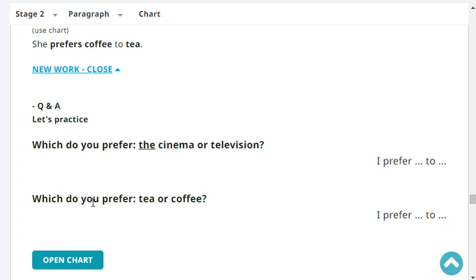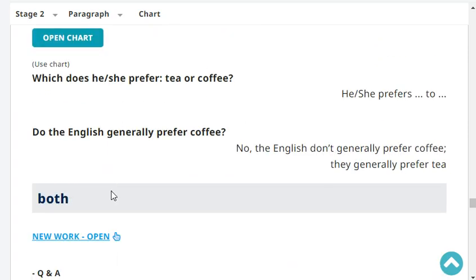Which do you prefer, the cinema or television? I prefer television to the cinema. Which do you prefer, tea or coffee? I prefer coffee to tea. Very good. Which does she prefer, tea or coffee? She prefers tea to coffee.